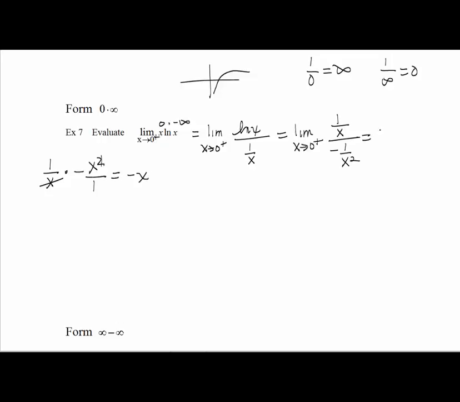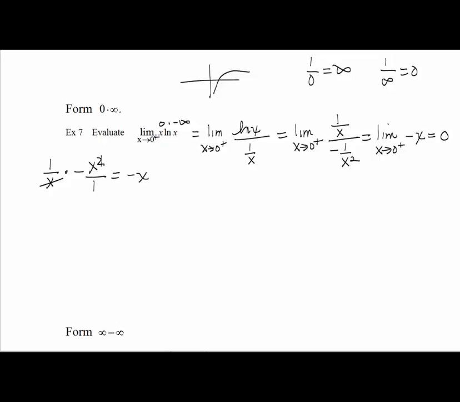So this is equal to the limit as x approaches 0 from the right of negative x, and the limit of this is equal to 0.